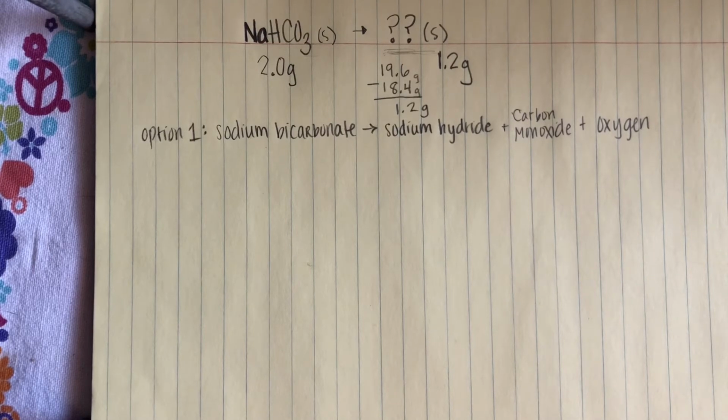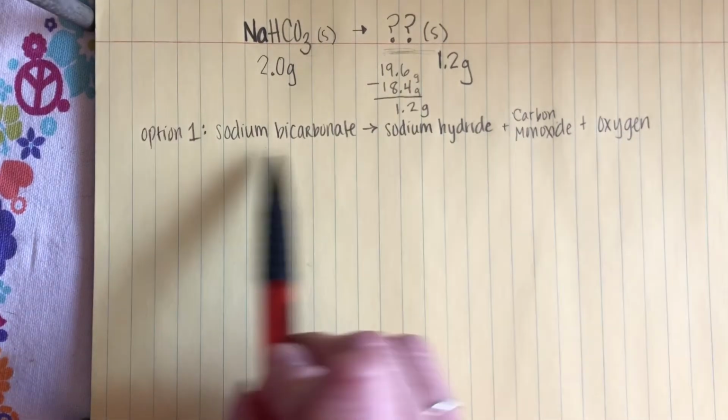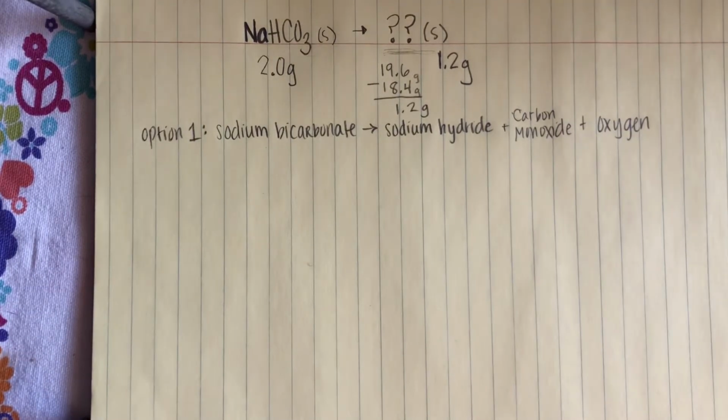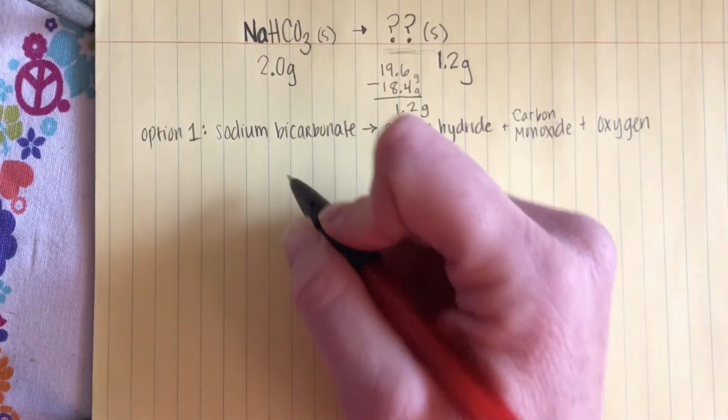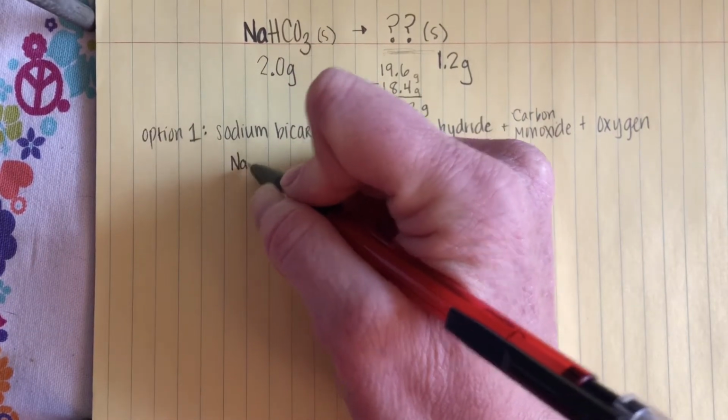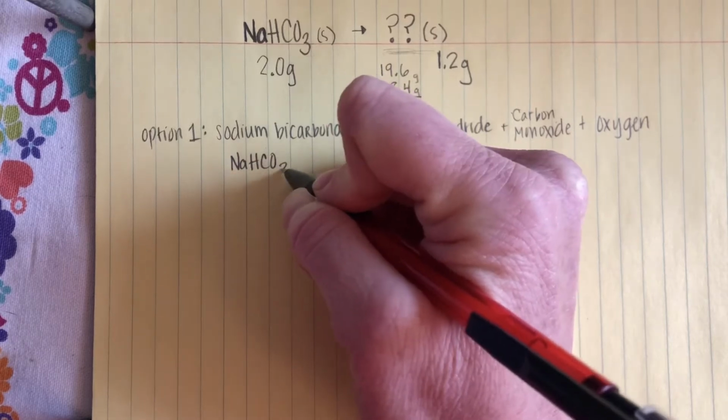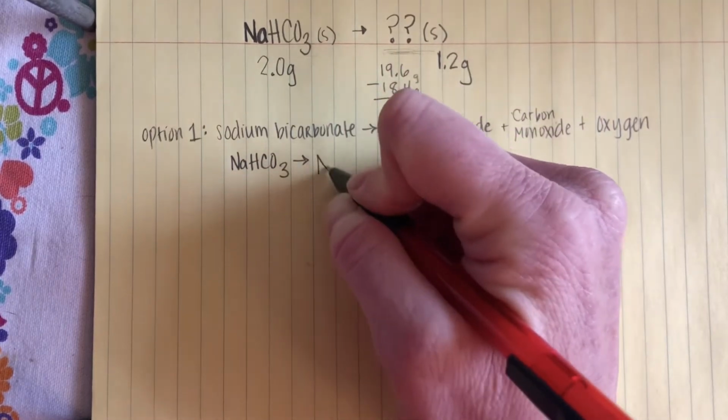Is it sodium hydride? Is it sodium oxide, sodium hydroxide, sodium carbonate? We've got 4 options of what sodium bicarbonate decomposed into, and how can we try to prove it using our evidence. So I wanted to walk you through option 1, and the first thing you'll want to do, of course, is have your balanced equation written and ready to go.